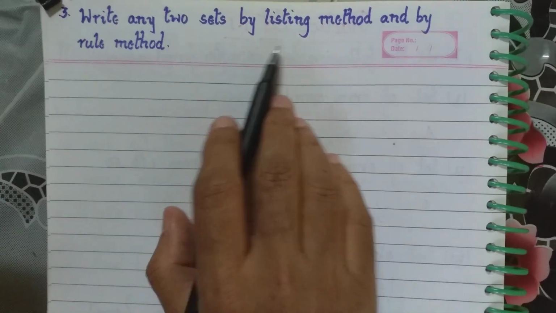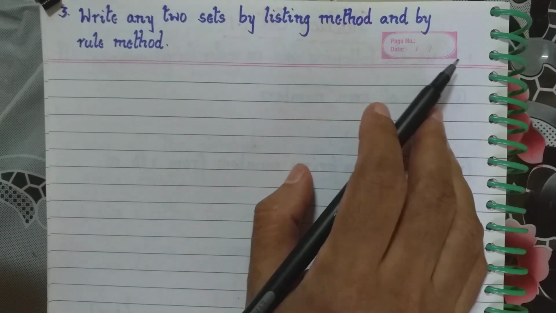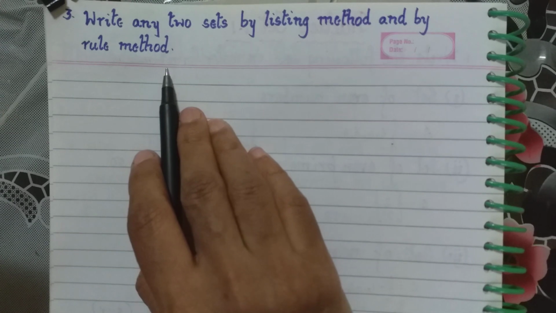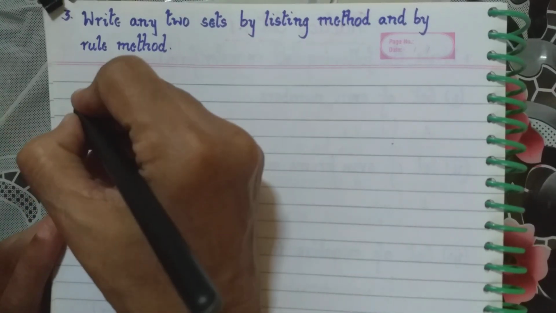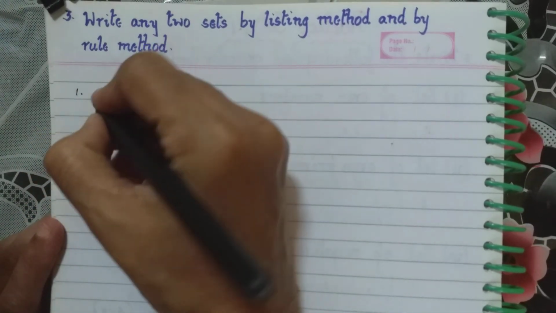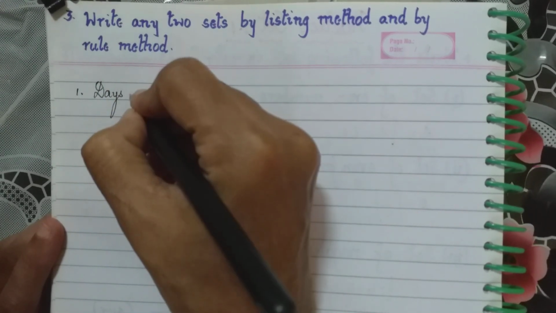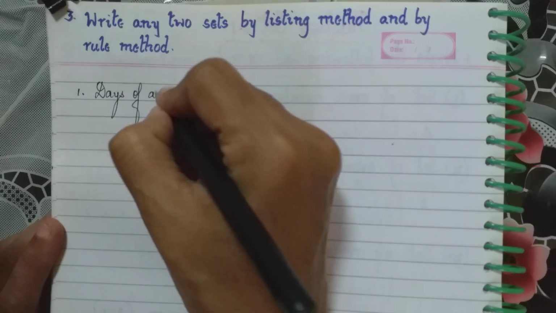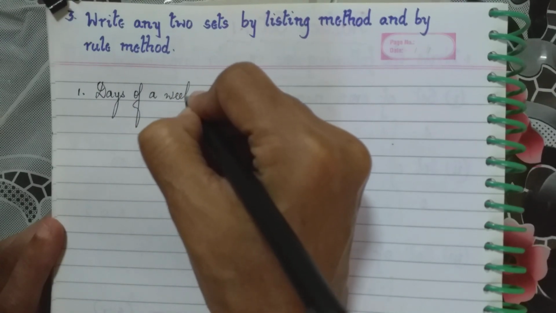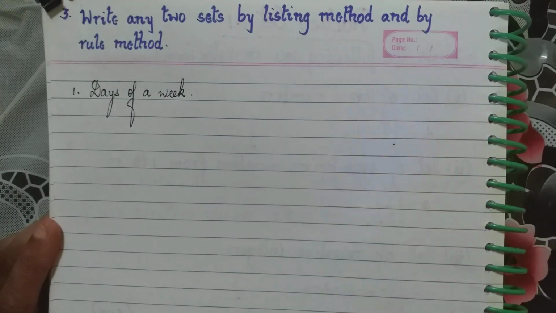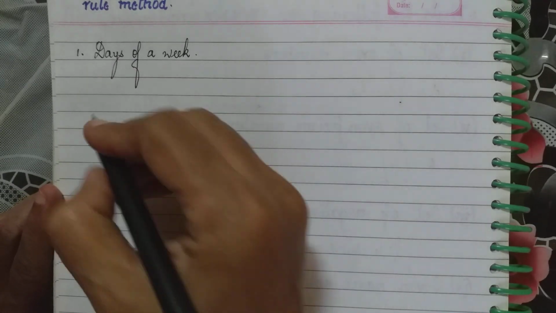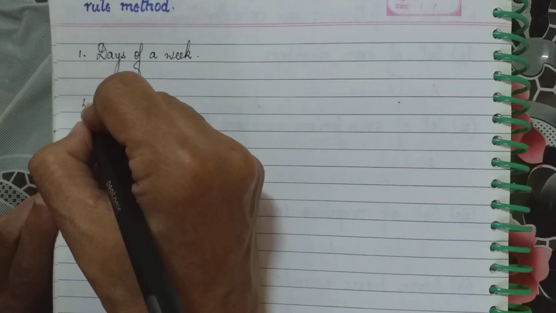Take question 3. Write any two sets by the listing method and by the rule method. Let us take the first example. Let us take days of a week. Now days of a week, we can write it by the listing method.